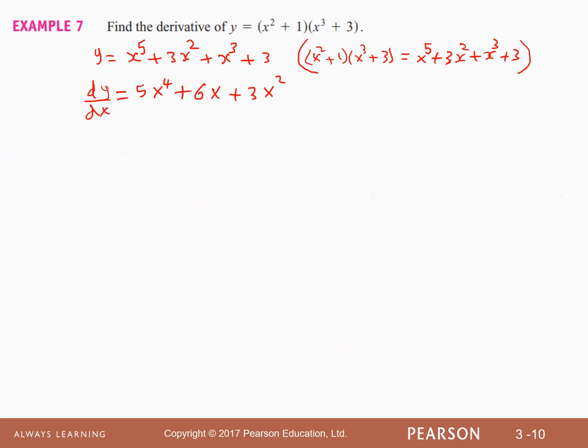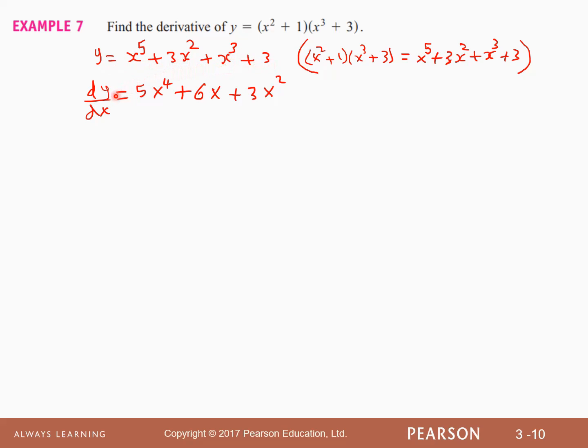Next we have to do example number 7. Example number 7 is as follows. Find the derivative of y equal to x squared plus 1 multiplied by x cubed plus 3. Now we could just go ahead and multiply these two. If we multiply them, we have x squared plus 1 multiplied by x cubed plus 3 equal to x to the power 5 plus 3x squared plus x cubed plus 3. And this is what we have here: y equal to x to the power 5 plus 3x squared plus x cubed plus 3.